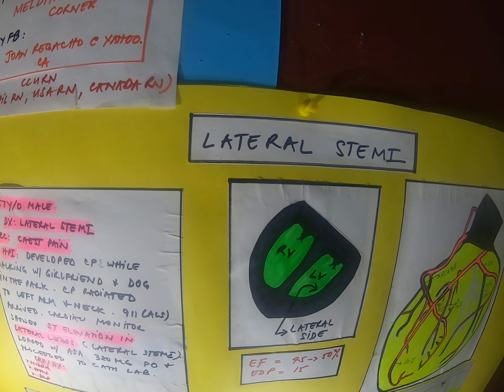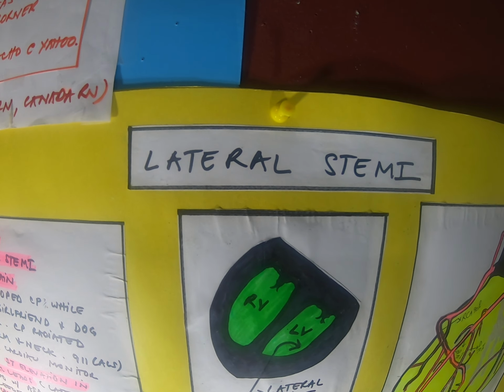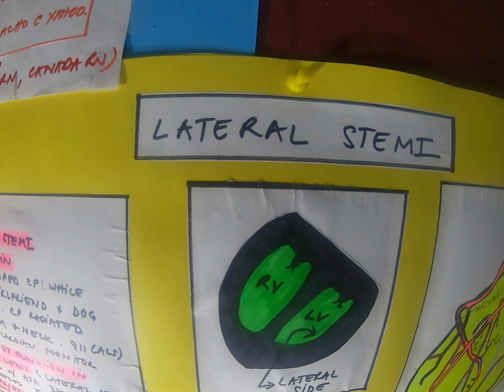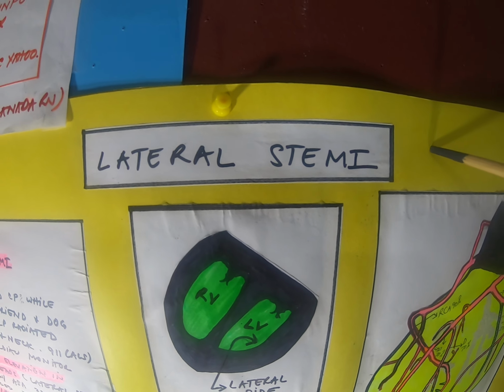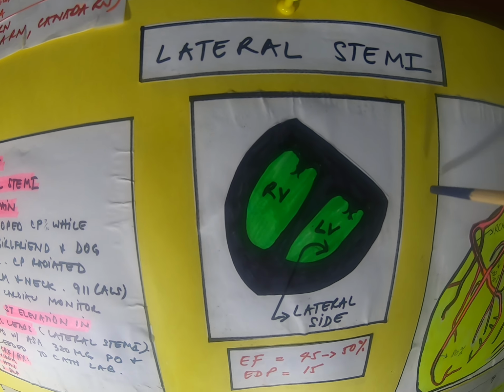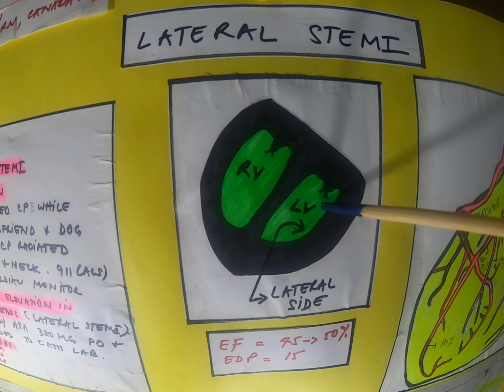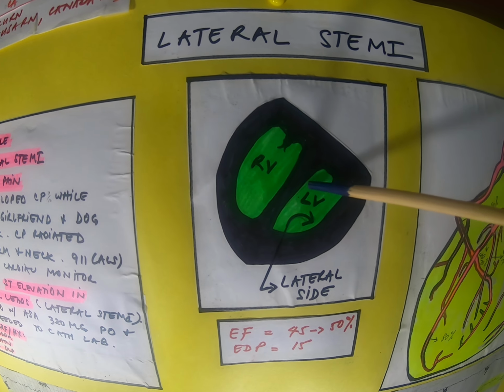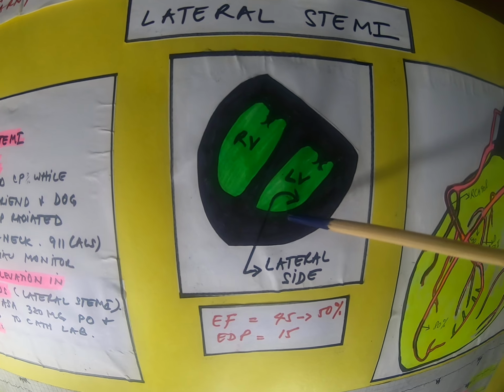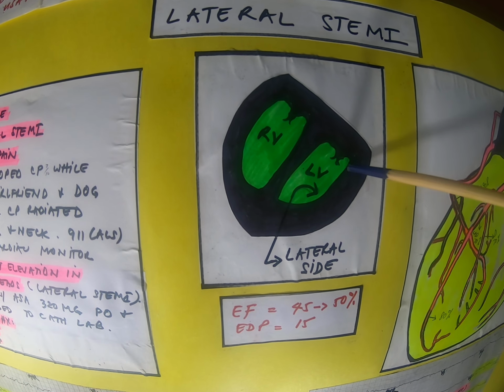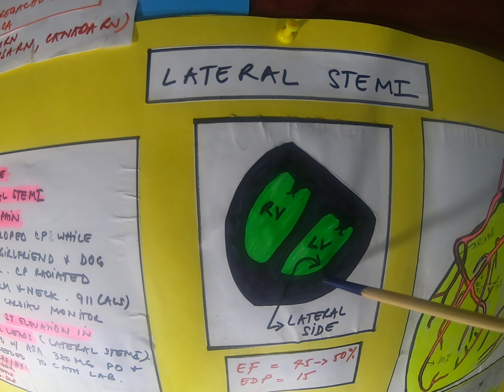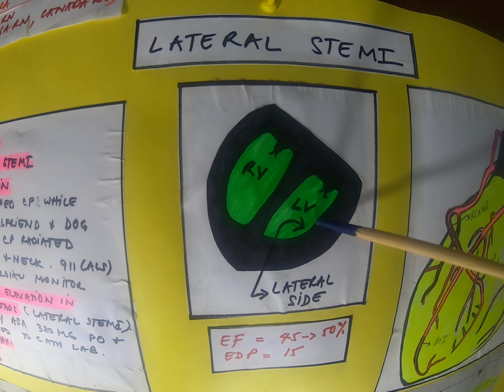Okay, so last time I spoke about inferior STEMI, followed by anterior STEMI, but this time I'll be presenting to you lateral STEMI. I have a drawing here. So that is the right ventricle and the left ventricle. This side of the left ventricle is the septal area, and this side is the lateral area. So we have a lateral STEMI affecting the lateral side of the left ventricle.